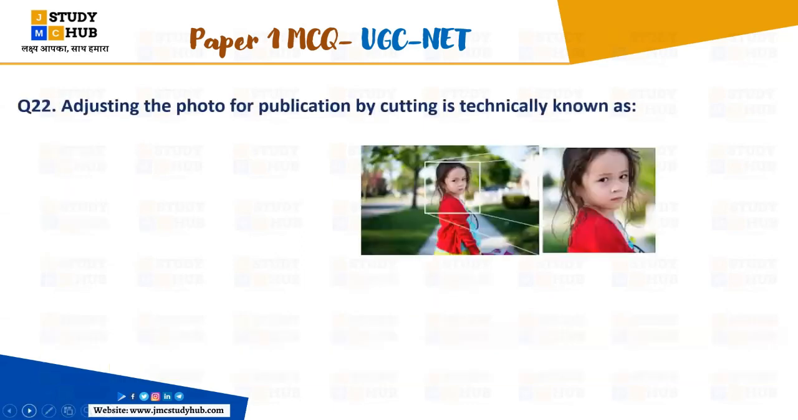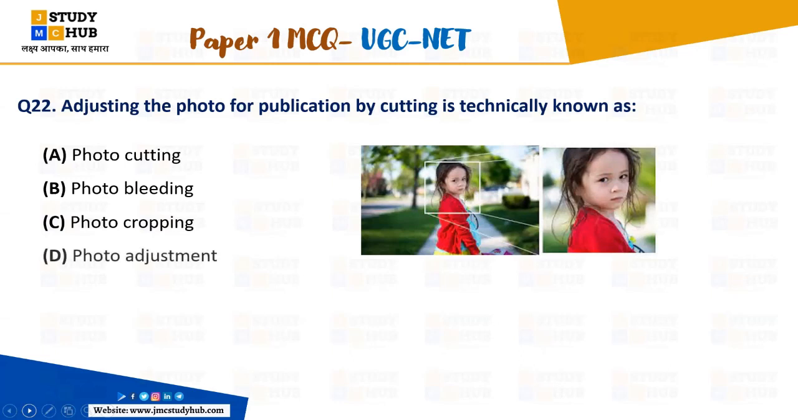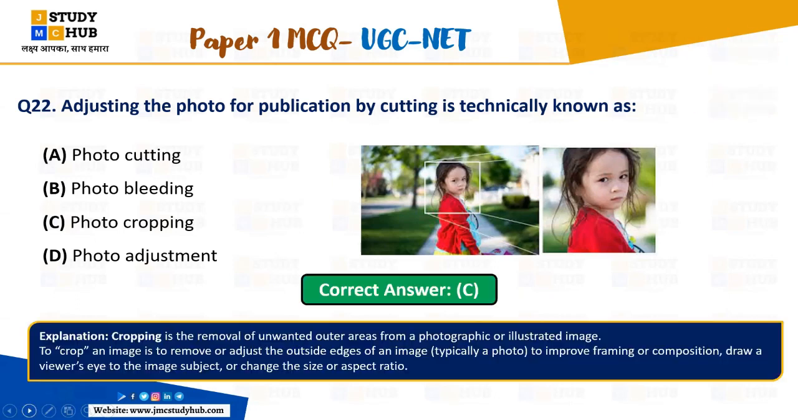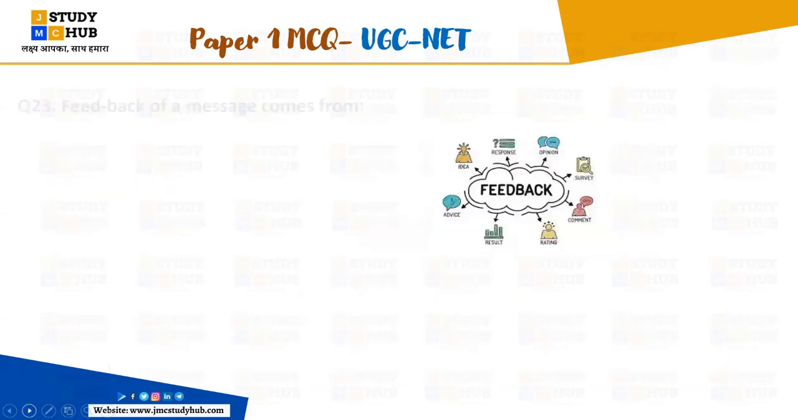Next, question number 22: adjusting the photo for publication by cutting it is technically known as what? Everybody, you can go over the image and answer. So without the options, you all are answering, and that is photo cropping. So C would be the right answer. Yes, that's great. Everybody has answered correctly. That is C.